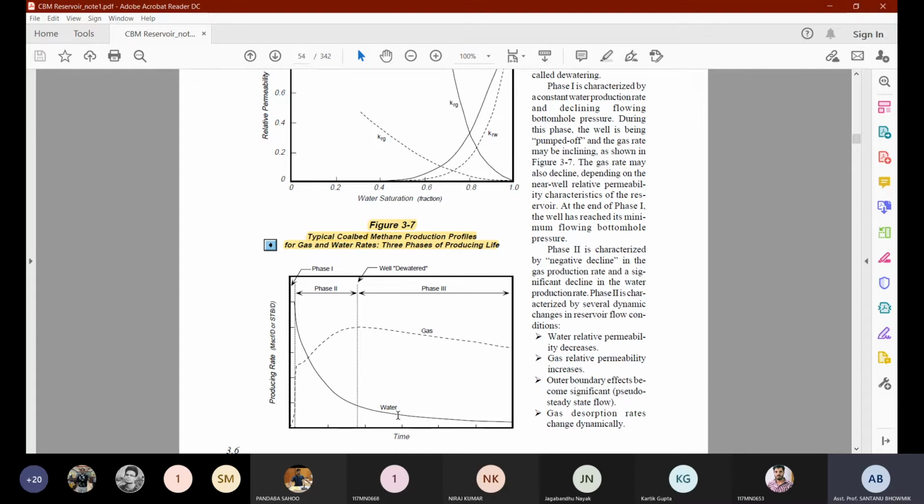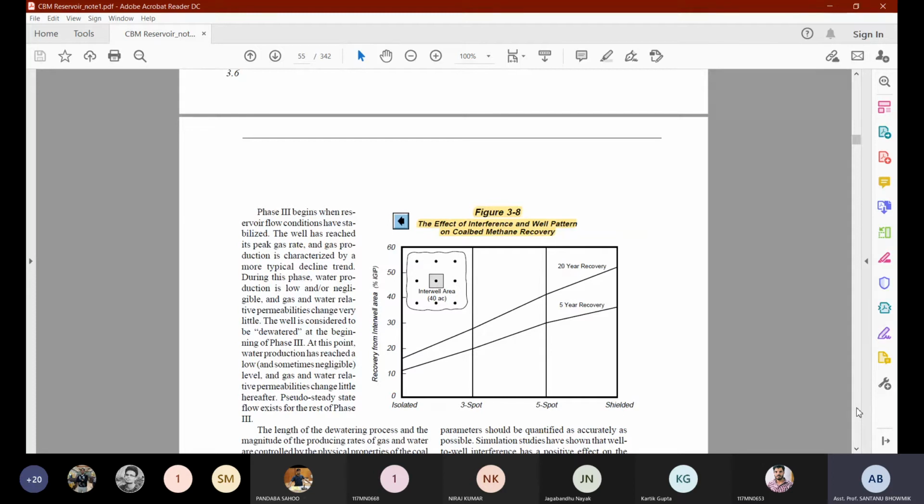At the start of the third phase, the well is supposed to be dewatered, and you can see that the gas production is going to be reduced, and water production is also going to be reduced. Why? After the peak gas production has been achieved, most of the reservoir has already given out the gases which are present in the free state. So now what will happen? With the pressure, the gas production is going to reduce because there are not many free gases available.